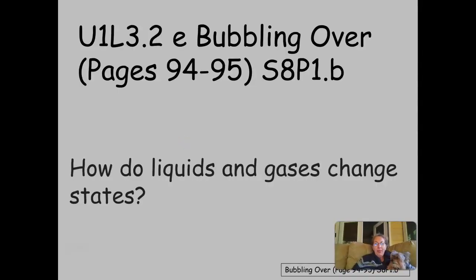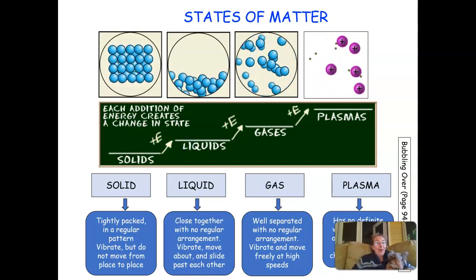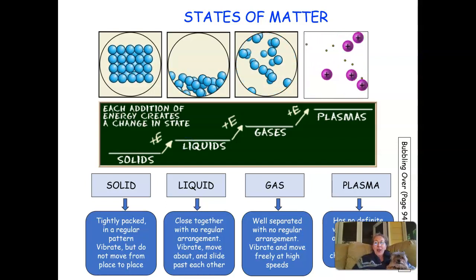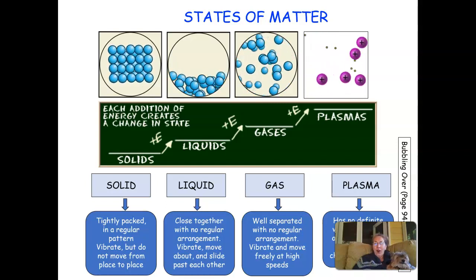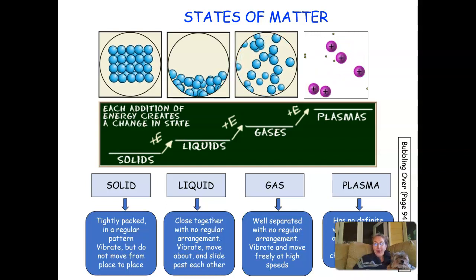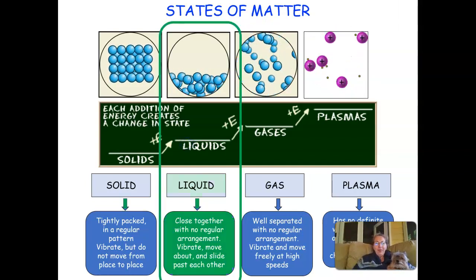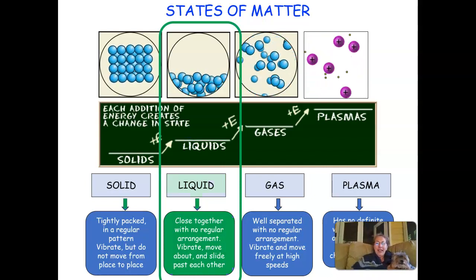We are going to be doing bubbling over, which in our game board for this year is 3.2E. And the essential question is, how do liquids and gases change state? So we have to go back to that heat curve, there it is again, and our knowledge about what each of the 3 states of matter are. So these graphics aren't going to go away for a while, neither will these definitions. So we're going to be talking about liquids and gases.